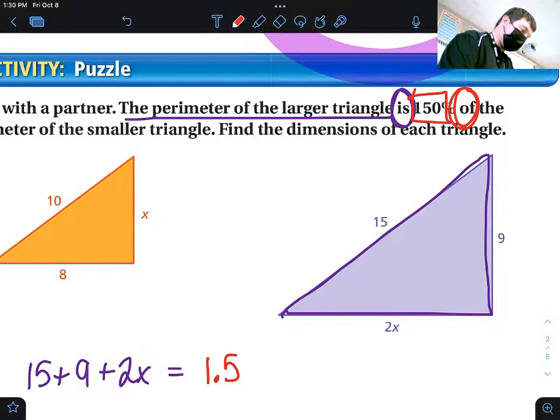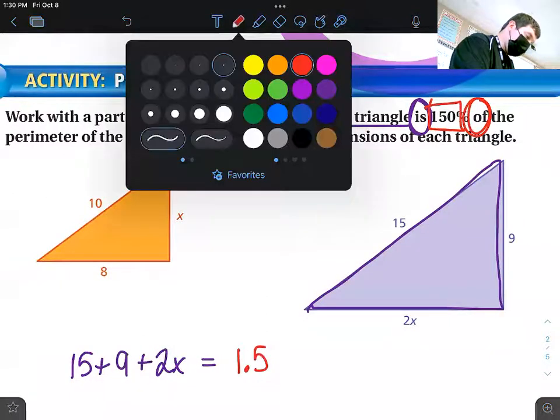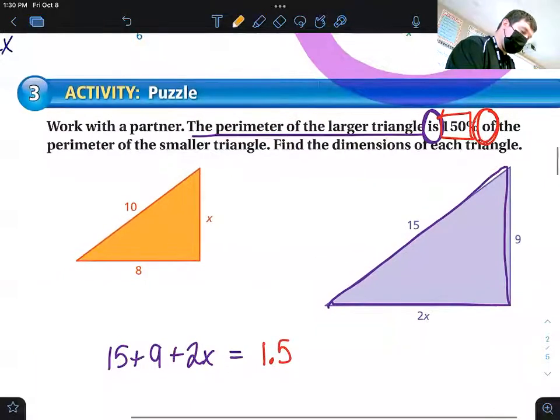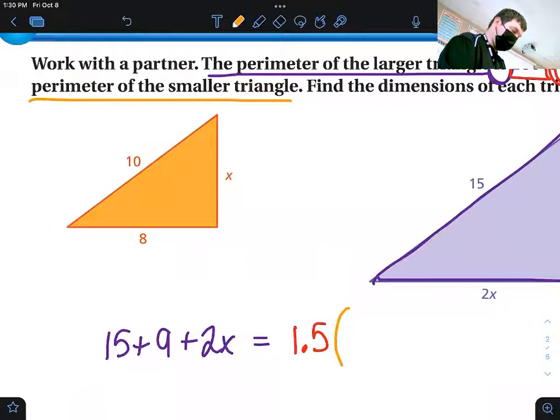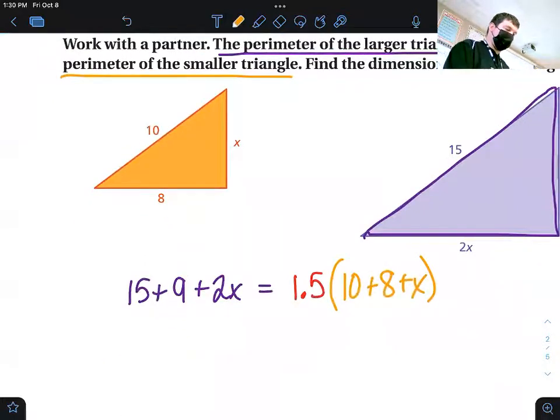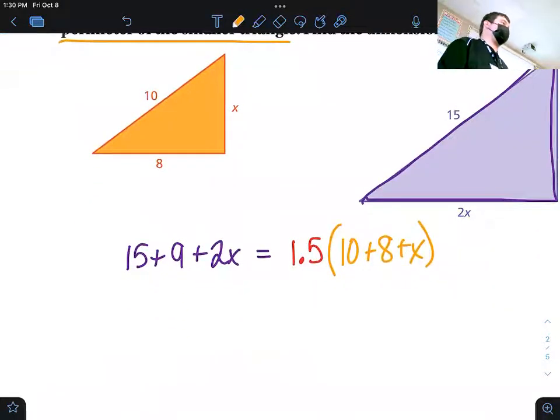So the word of means multiply, and then I'm going to take the second part of the sentence, which says the perimeter of the smaller triangle, and that's what I'm going to be multiplying 1.5 by. The perimeter of the smaller triangle, Martin, go ahead. What did you say was the perimeter of the small triangle? All right. So there's our equation. Definitely needs to be simplified. This will be a lot easier to do once we simplify it.